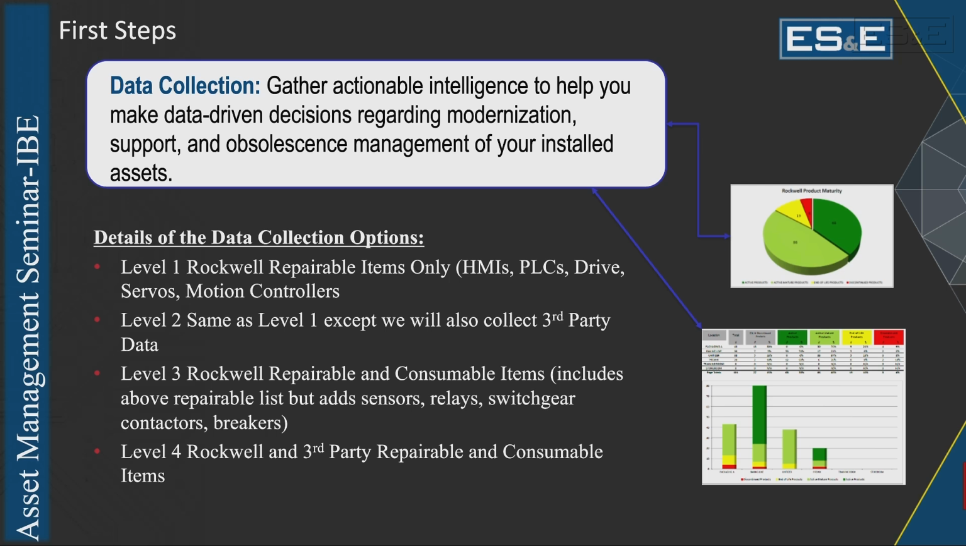Level 3 is Rockwell comparable, repairable, and consumable items. It includes the above reparables, but we add sensors, relays, switch gears. We get a little more in depth with that. Level 4, kind of going with the same, it's Rockwell and third party, so we will collect the repairable and the consumable assets within that report.